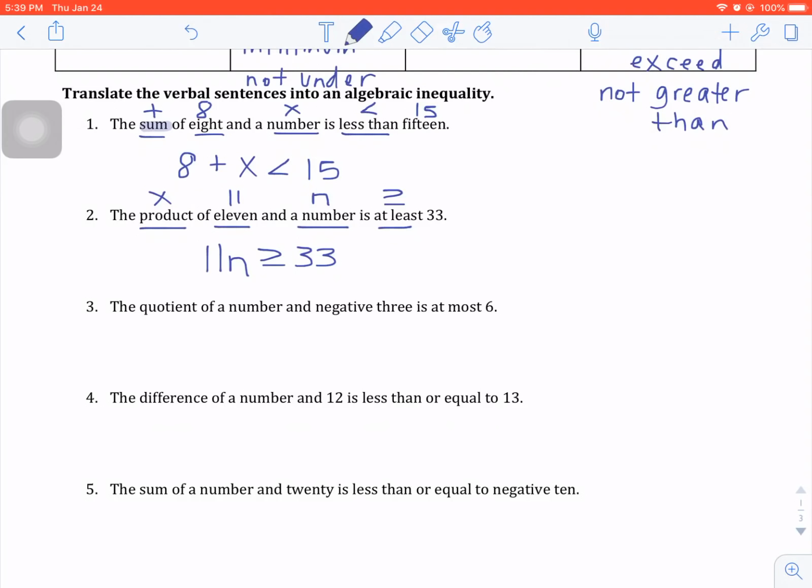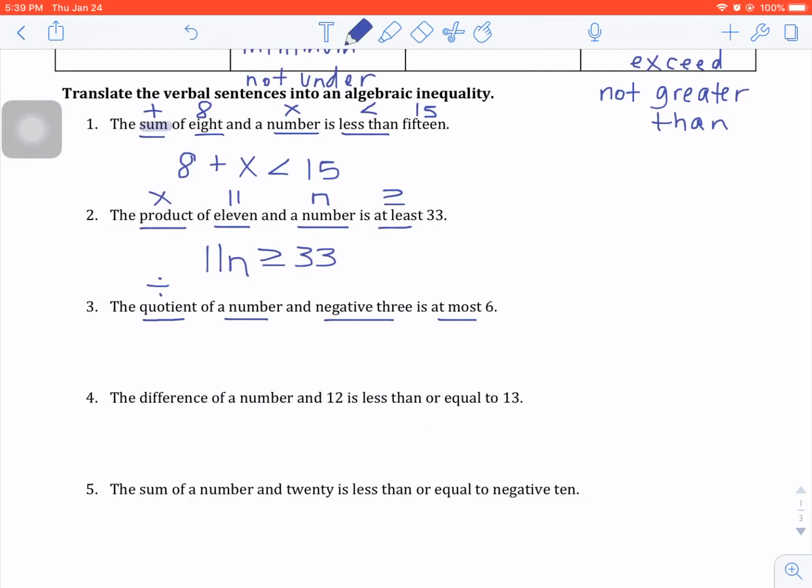So if we look at number 3, the quotient of a number and -3 is at most 6. So we have the quotient of a number and -3 is at most 6. So quotient, I'm going to give you a second to think about what operation is associated with the word quotient. And that's going to be division.